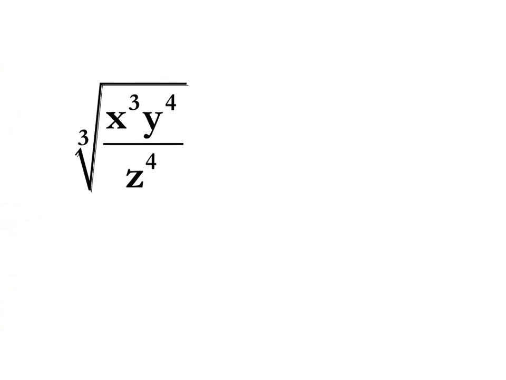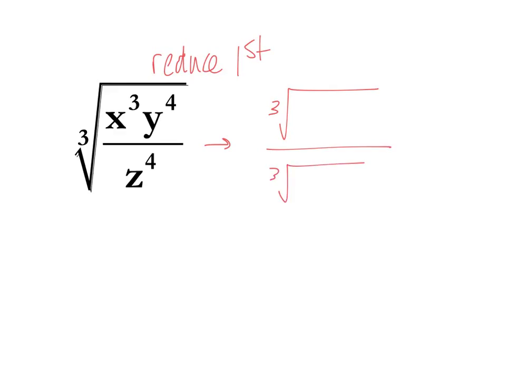Okay, let's do this one. Nice. I notice looking at this one that there is some simplifying that we can do right away. Look, the 3rd root of x to the 3rd, the 3rd root of y to the 4th, there's some y's that can be pulled out there, and the 3rd root of z to the 4th. So I'm going to reduce as much as I can. Reduce first. I'm going to split it up into a cube root over the cube root so that I can see it a little bit easier.